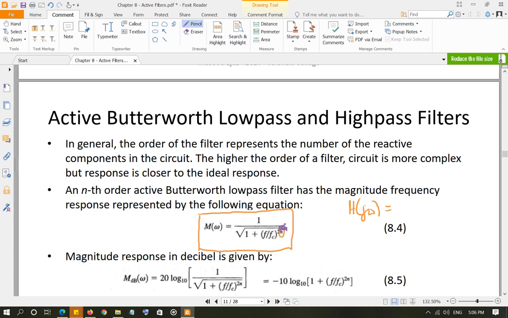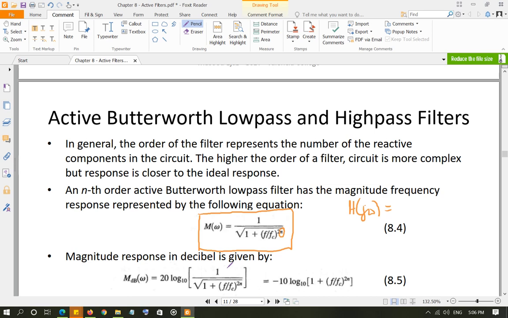N is the order of the filter, and as I discussed with you, order represents how many capacitive elements in general you have in the circuit. That deals with the order of the differential equation of the circuit. Again, we are not going into the differential equation. We're just going to grab the standard model, apply the frequency scaling, apply the impedance scaling, and then we will get our required filter. So basically this is our basic equation for the low pass active Butterworth filter. This is what we are going to use.